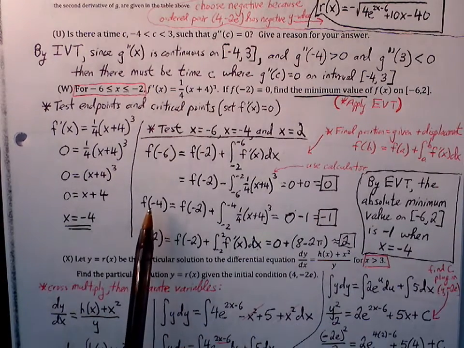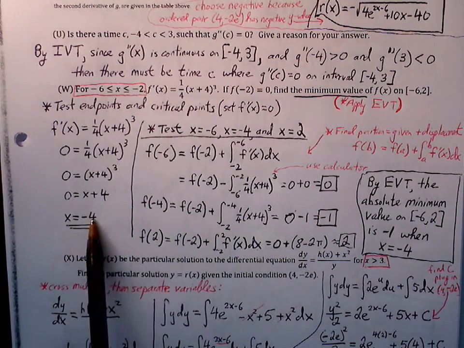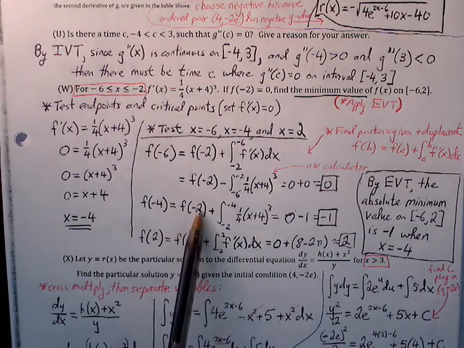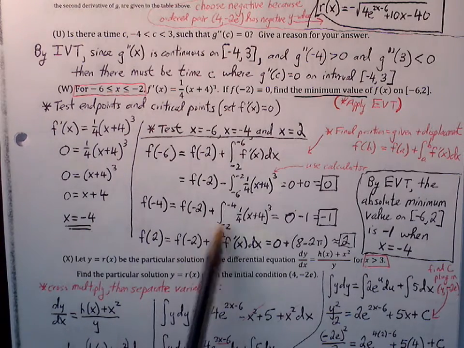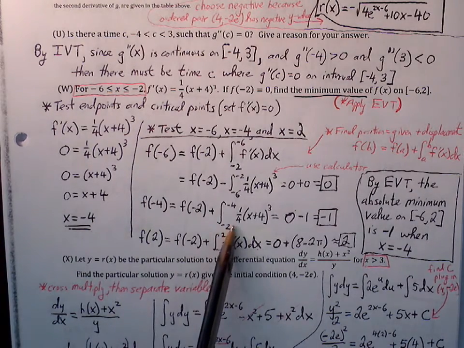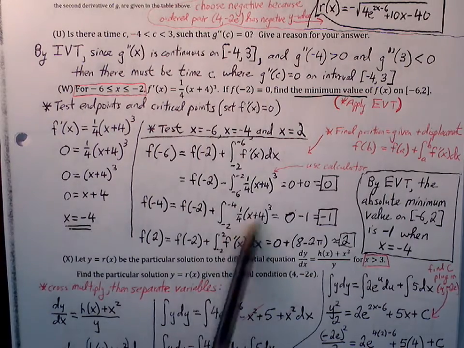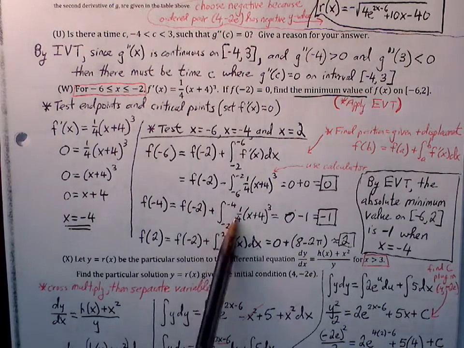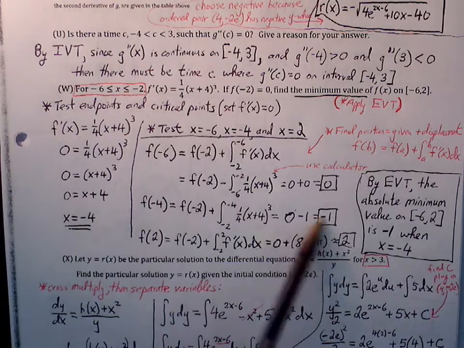F of negative 4, okay, which is the value here. We start at negative 2, we go from negative 2 to negative 4, and this is also going to produce, well, this will produce a negative 1 if we plug in the calculator. So 0 minus 1 is negative 1.